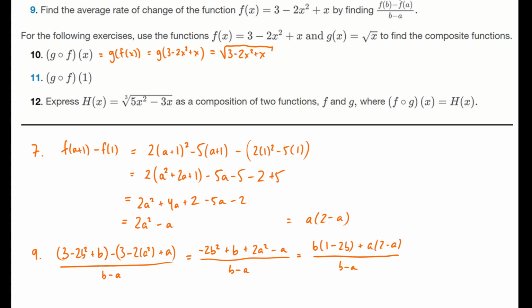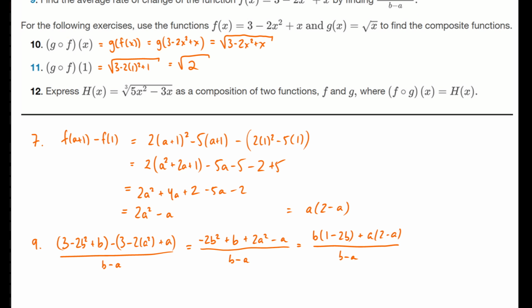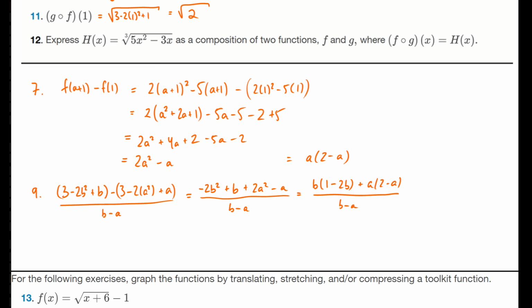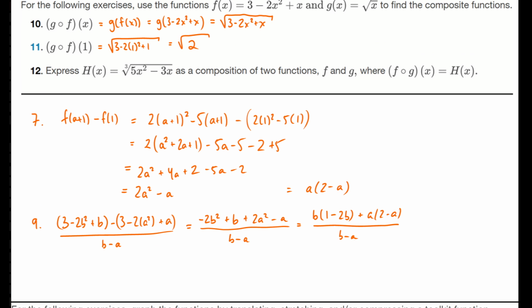So that will be our composite function. Now we need to evaluate it at 1. So we're just going to put 1 in everywhere we see an x. So 3 minus 2 times 1 squared plus 1. So it's going to give us the square root of, well, 3 minus 2 plus 1, which is the square root of 2.